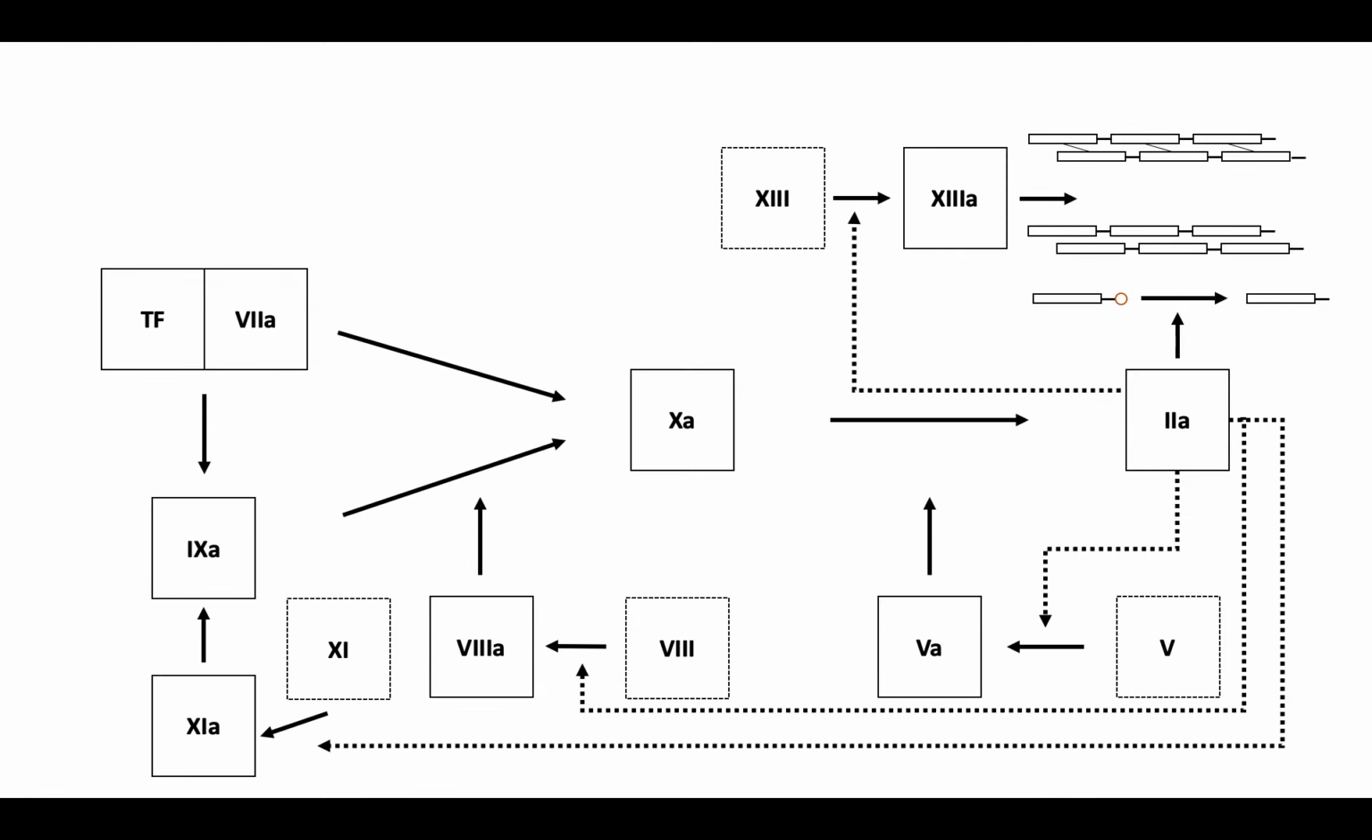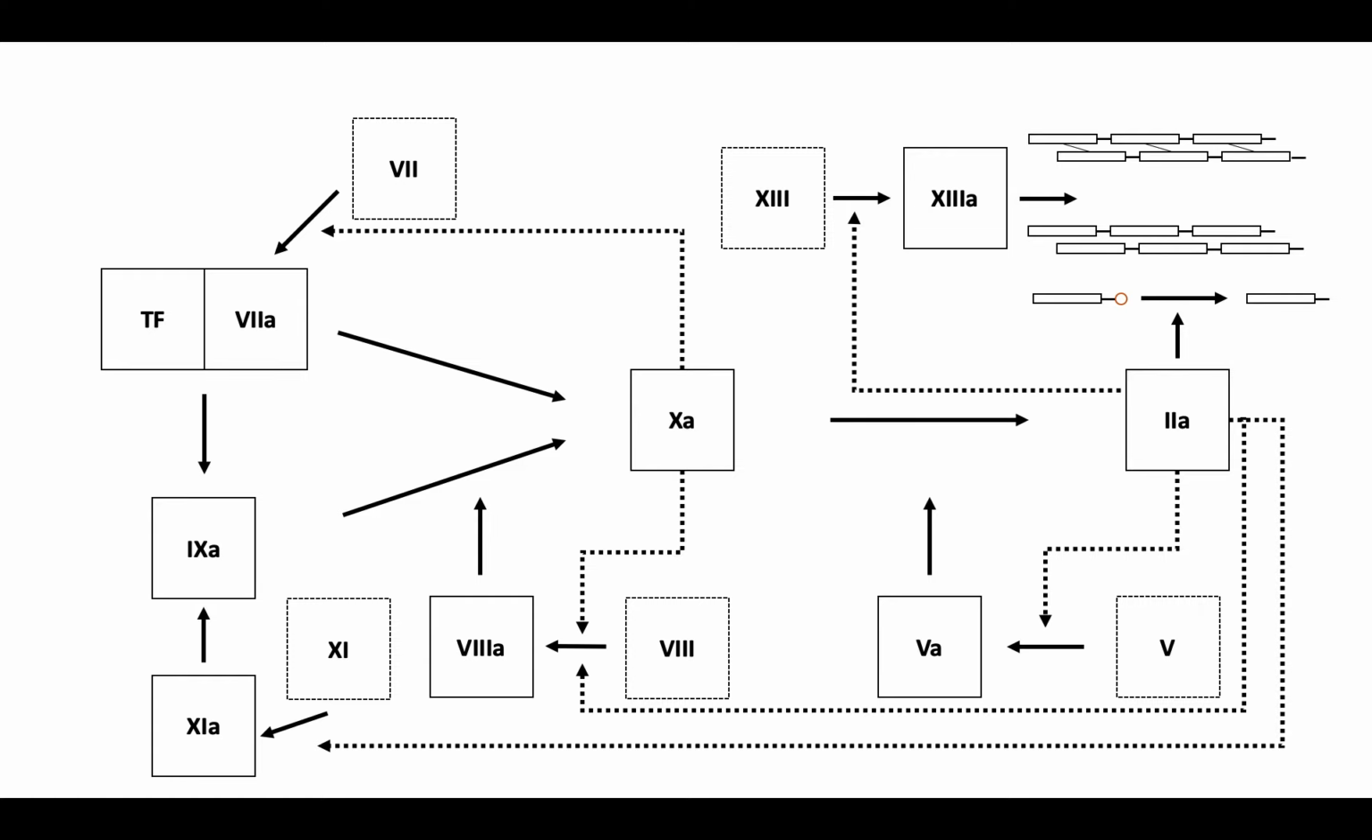Now let's focus on a smaller positive feedback loop in which factor 10 also activates 7 and 8. Let's go back to clot propagation and focus on factor 10. Factor 10 activates 8 to 8A. Factor 10 also acts on factor 7 to convert it to 7A. That ends the smaller positive feedback loop of factor 10.